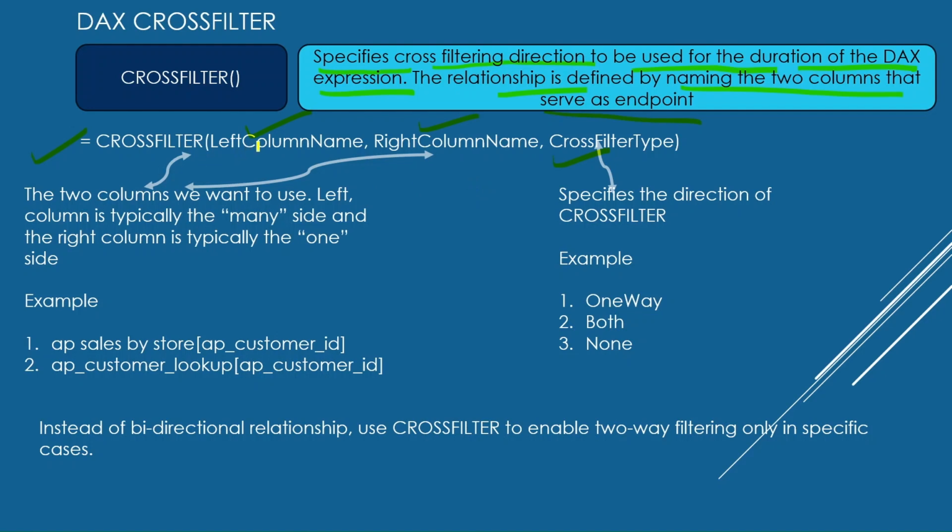Let's understand the parameters one by one. Of the two columns we want to use, the left column is typically the many side and the right column is typically the one side. So whatever value we provide as the left column name, this column must be from the many side of the one-to-many relationship, and the right column name comes from the one side of the one-to-many relationship.